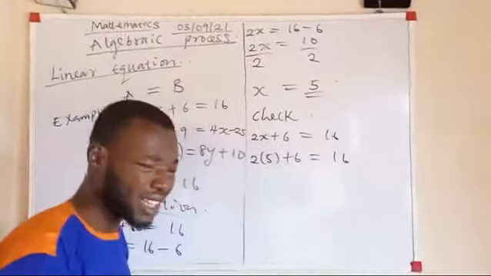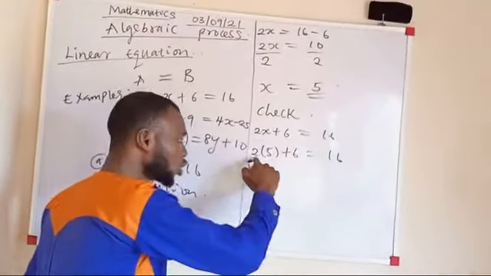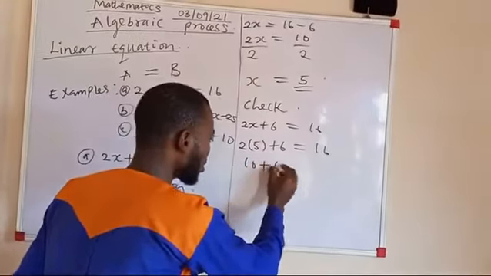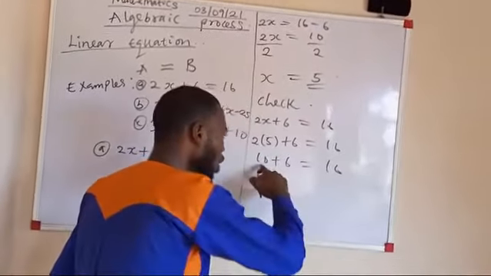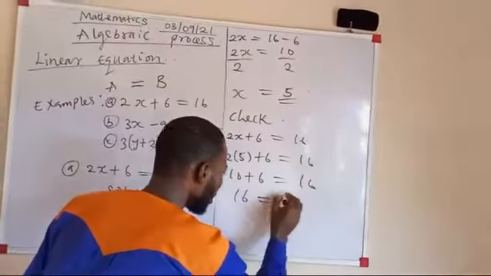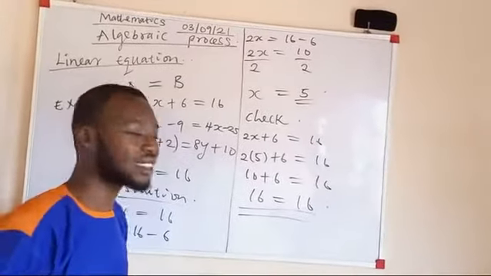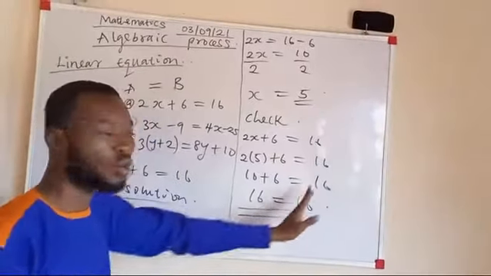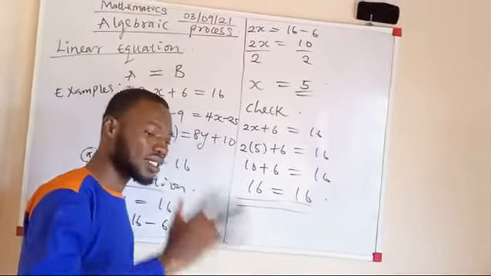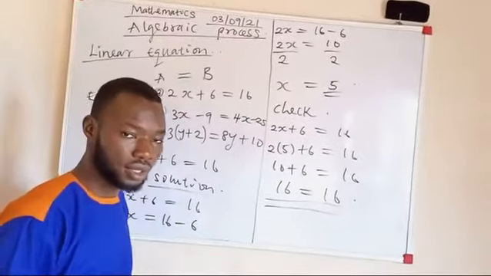For us to open the bracket, we use what is outside to multiply what is inside, which is 2 times 5, will give us 10 plus 6 is equals to 16. 10 plus 6 will give us 16. We now have 16 is equals to 16. This is to prove to you that the left hand side is equal to the right hand side. That is what a linear equation is all about.